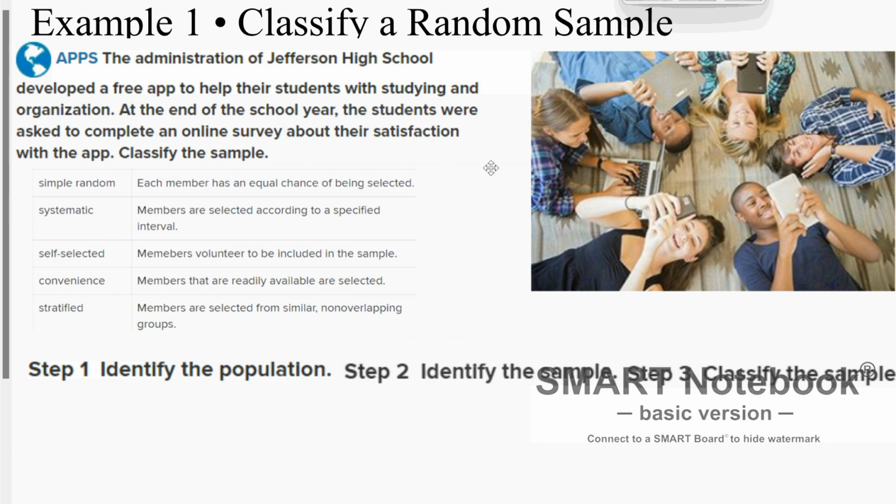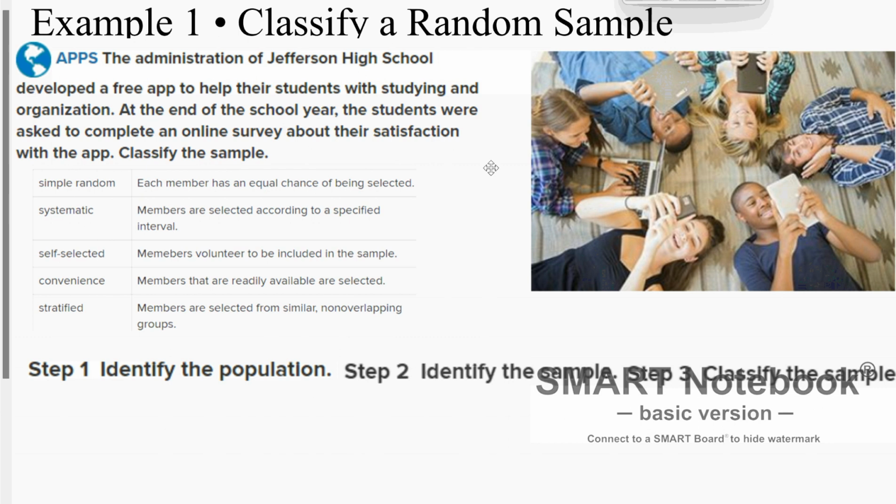Okay. To classify whether we have a random sample, we have this example right here. The administrators of Jefferson High School developed a free app to help their students with studying and organization. At the end of the school year, the students were asked to complete an online survey about their satisfaction with the app. So we want to classify this sample. Is there any bias? Is it a random sample? Does everybody have an equal opportunity to do this online survey?